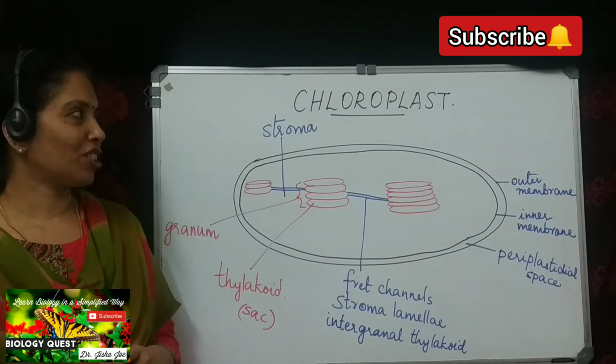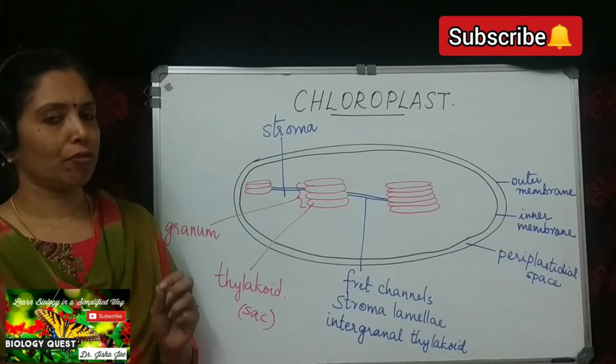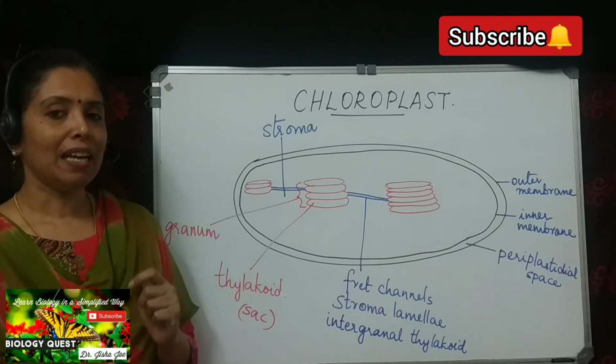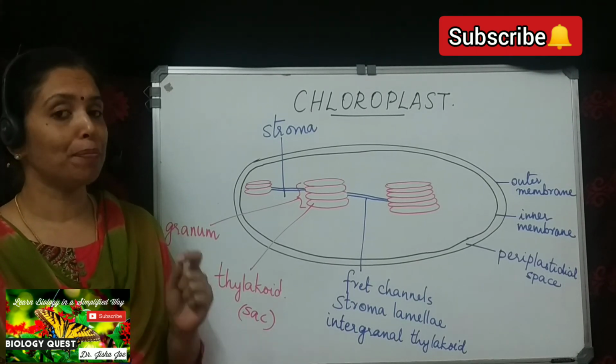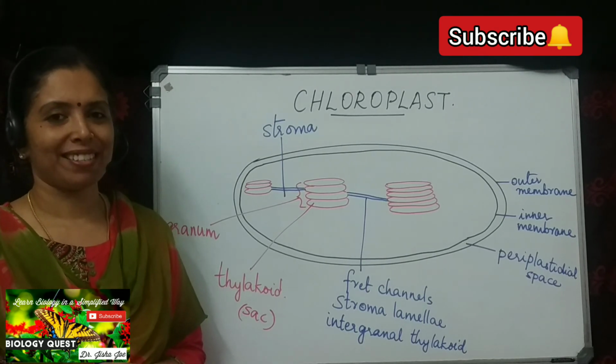So what is the function of the chloroplast? The function of the chloroplast is to trap the light energy and use this light energy for the synthesis of food by the process of photosynthesis.